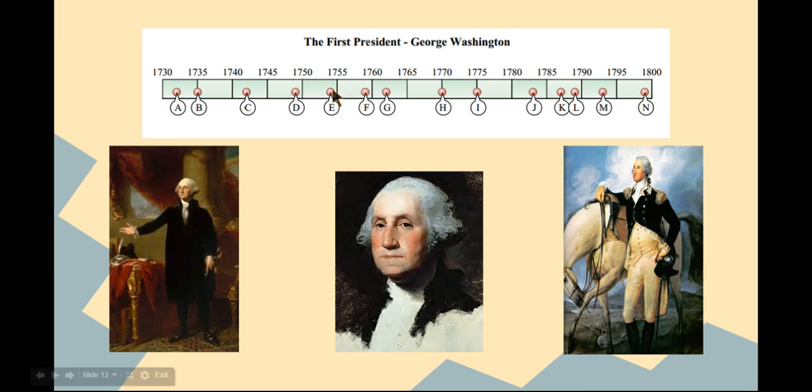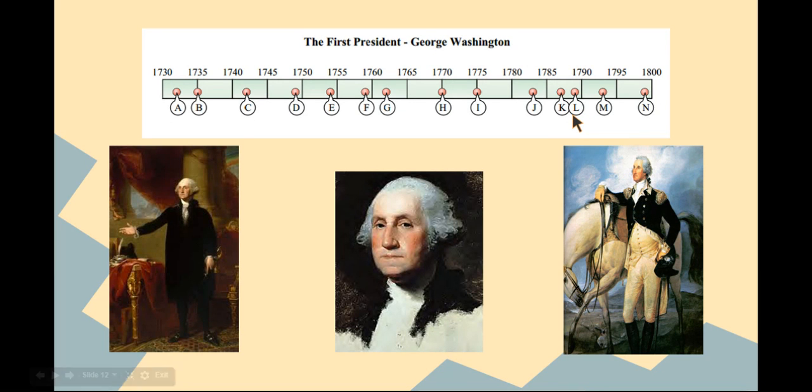So we have our span of time, and then each of these letters represents one event. So I'm going to be asked to determine where a particular event should fall. For example, if I know that George Washington was elected president in 1789, I'm going to go to my timeline and look for where 1789 is, just before 1790, and I'll see the letter L here. This tells me that letter L represents George Washington's election.